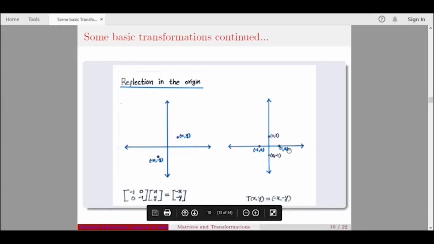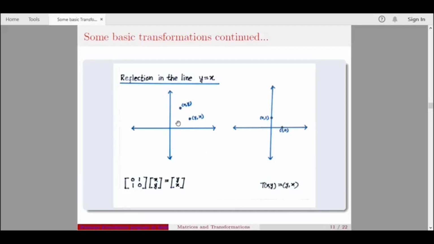I have written it as the first column. The image of (0, 1): when you reflect it about the origin, you will get the point (0, -1). So it is the second column. So the matrix corresponding to reflection in the origin is [[-1, 0], [0, -1]]. If you want to reflect a point in the origin, it is enough to pre-multiply that vector by this matrix.